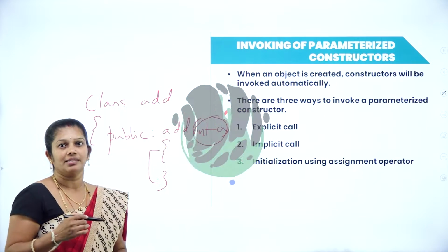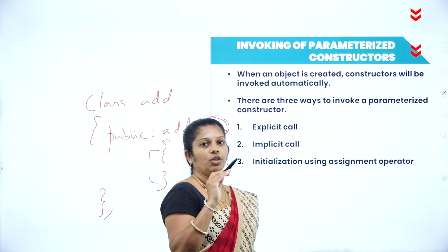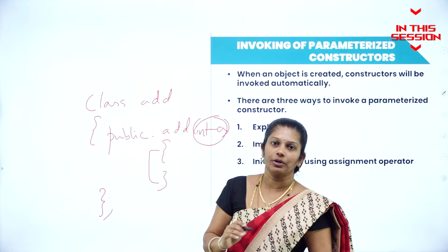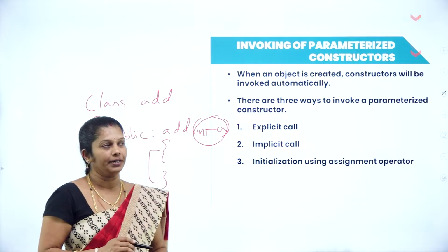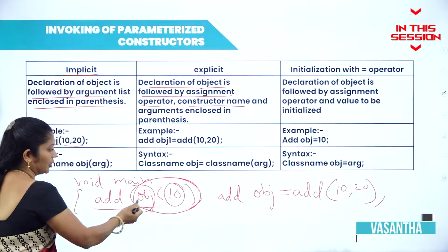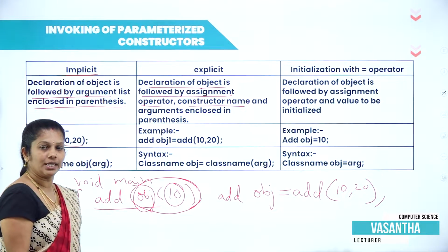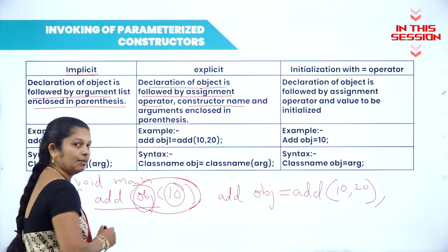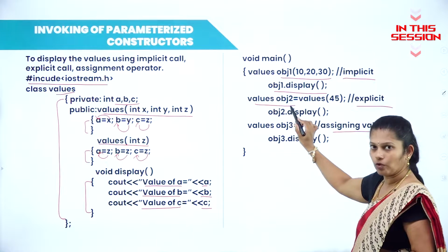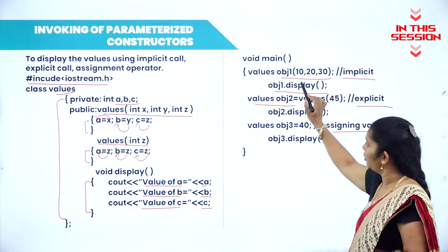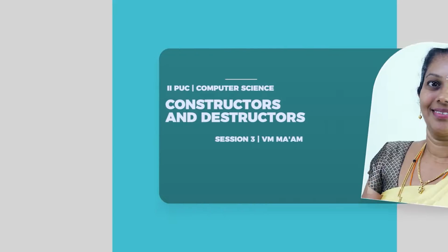Any parameterized constructor can be invoked in three methods. One is implicit call, one more is explicit call, and one more is initialization at the time of declaration with assignment operator. If you observe, in implicit call, the declaration of object is followed immediately by argument list, where the list is enclosed in the parenthesis. Now, here I created one object, here also I am creating one object, but here it is implicit call because after object, immediately we have argument list.